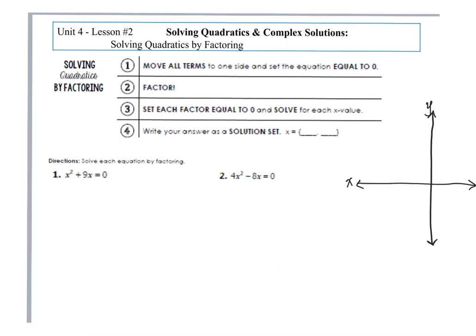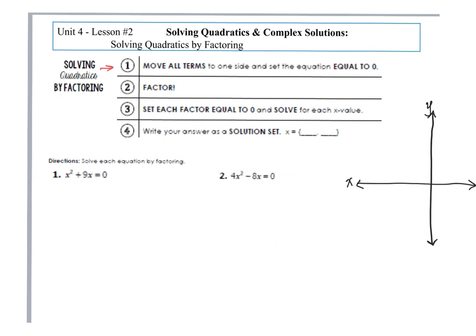Okay, our next lesson here is Unit 4, Lesson number 2, and we are solving quadratics by factoring. So we have 4 steps to do this. Our first step says right here that we want to move all terms to one side and set the equation equal to 0. Now, why do we want to do that? Let's talk about that real quick before we get into solving these examples.